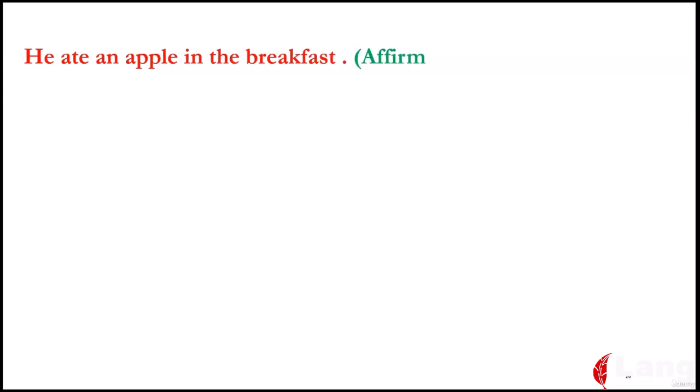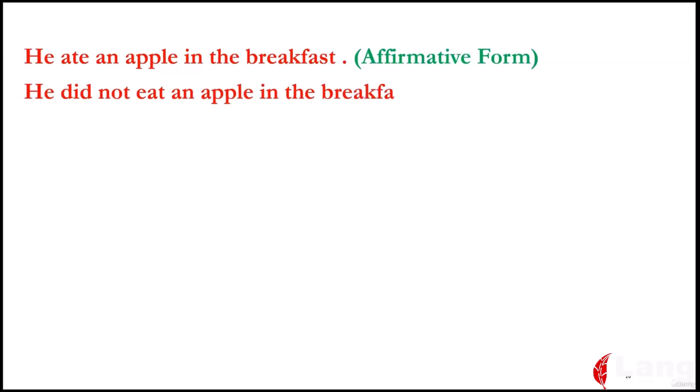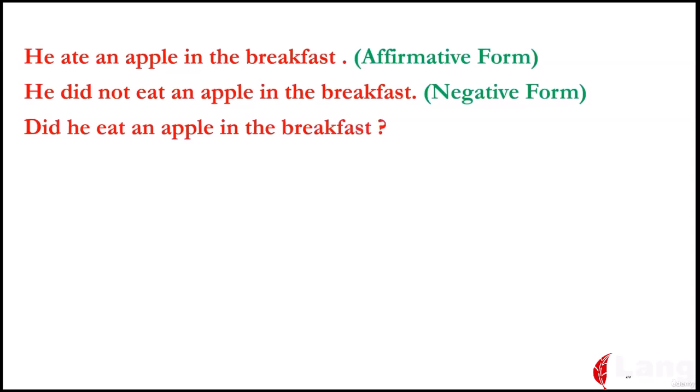Now consider this example. He ate an apple in the breakfast. This is the affirmative form. The negative form is, he did not eat an apple in the breakfast. The interrogative form is, did he eat an apple in the breakfast?